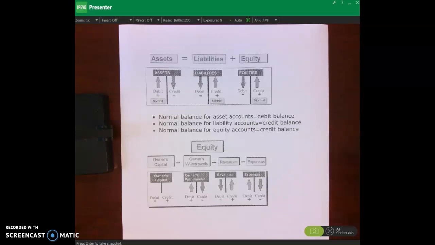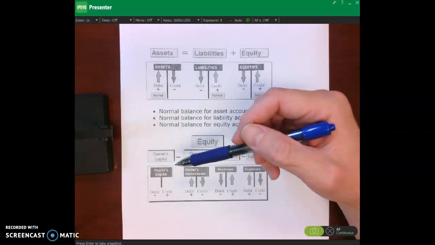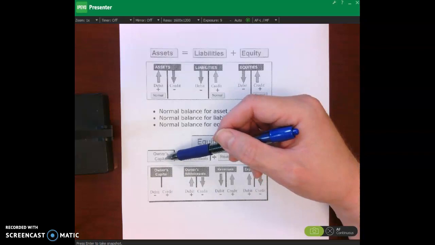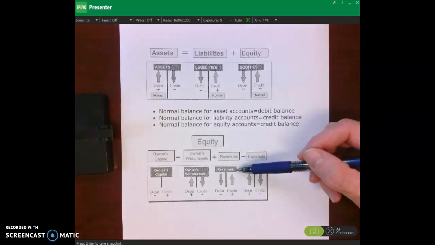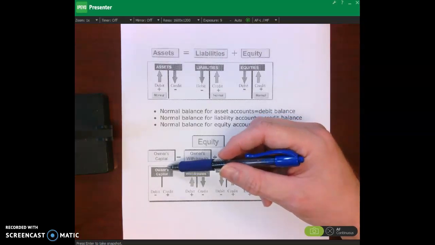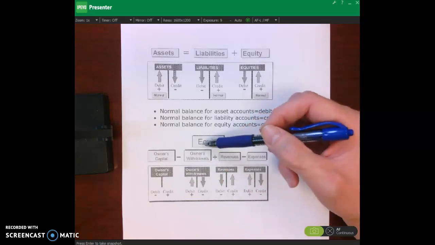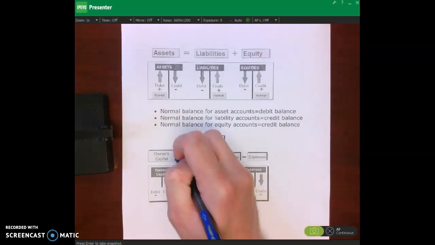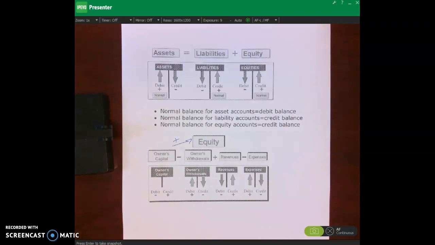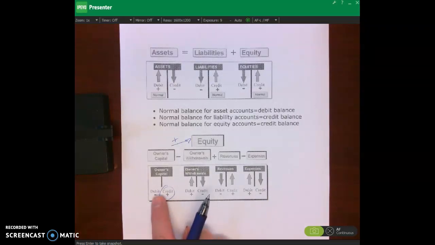Now let's come over here, and we talked about before the 4 accounts that affect equity: owner's capital, owner's withdrawals, revenues, and expenses. So how do I recognize owner's capital going up? Owner's capital has a positive influence on equity, right? How do I increase equity? With a credit. Okay? How do I decrease owner's capital then? With the debit.